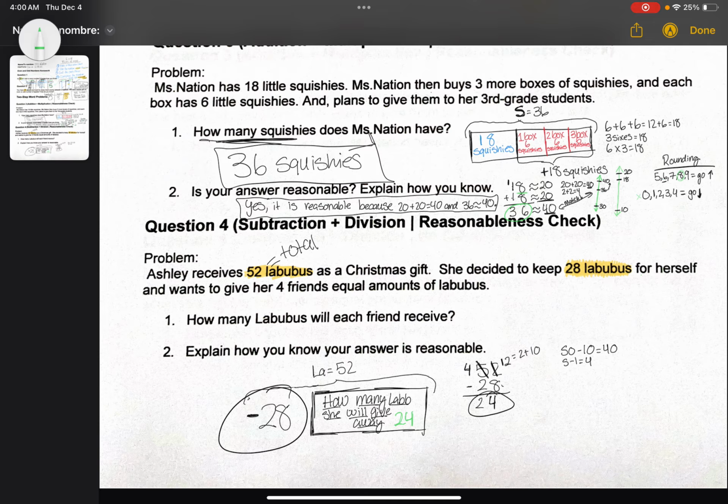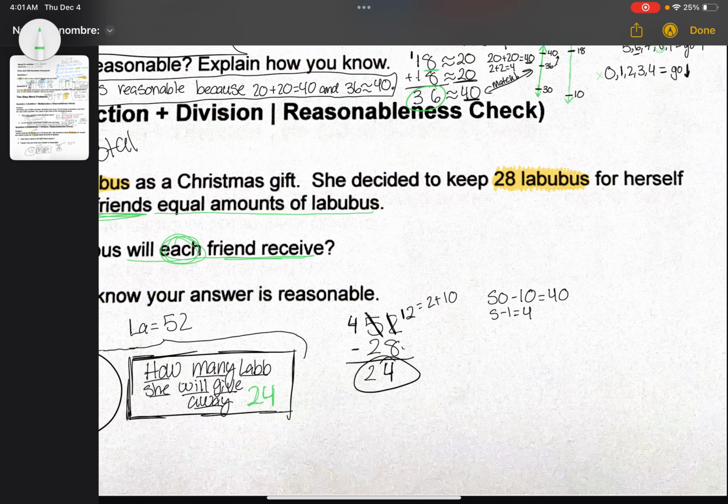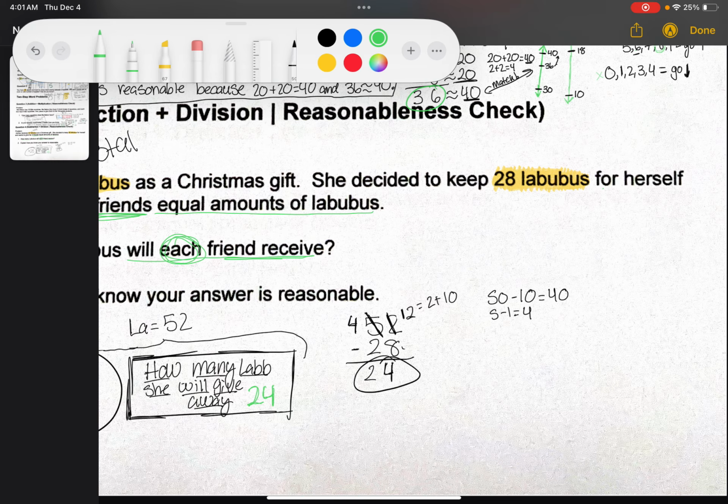Ashley wants to give her 4 friends equal amounts of Labubus. So now we need to figure out, based on question 1, how many Labubus will each friend receive? Each friend will receive. Now, we're going to divide. How are you guys going to divide? I'll show you. Now, let me erase this real quick.